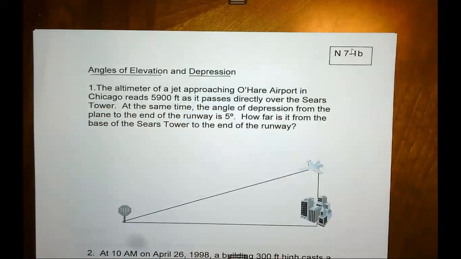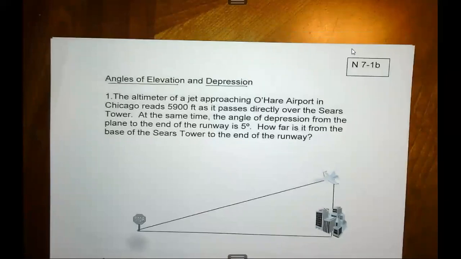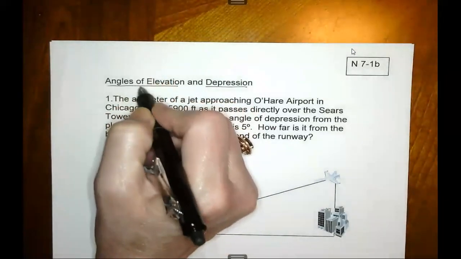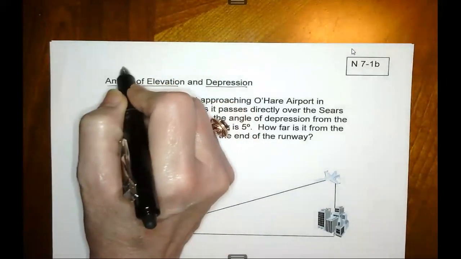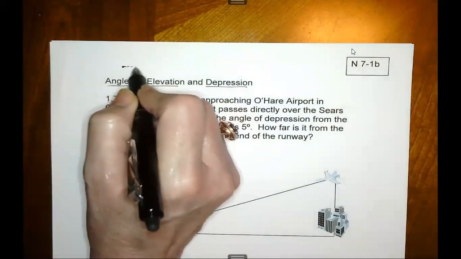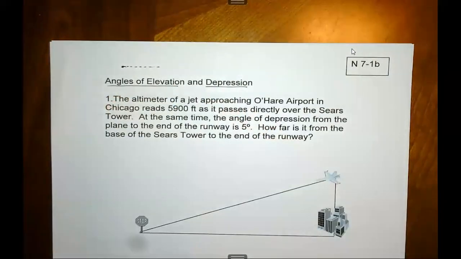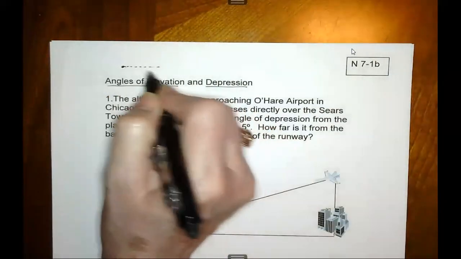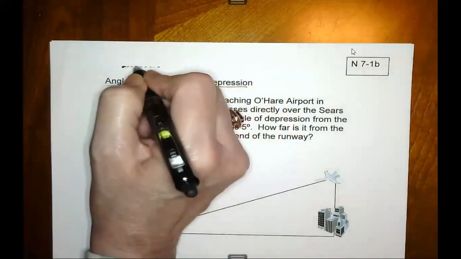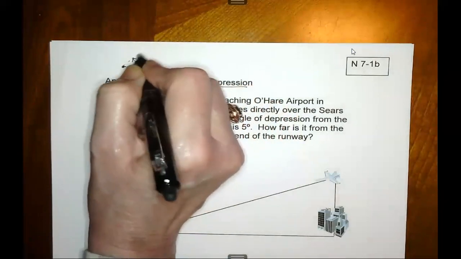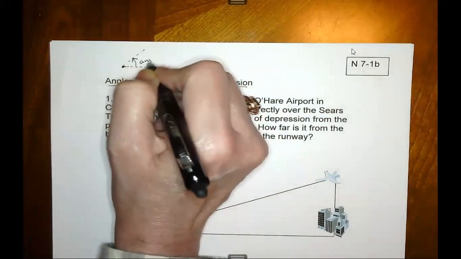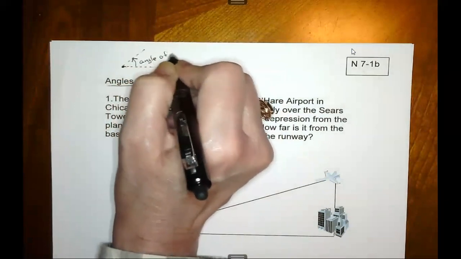So in our terminology, we need to know what angles of elevation and depression mean. If I have an angle of elevation, that means that wherever I am, my line of sight is considered to be straight across from wherever I am. And if I am looking up at something, that creates an angle of elevation.